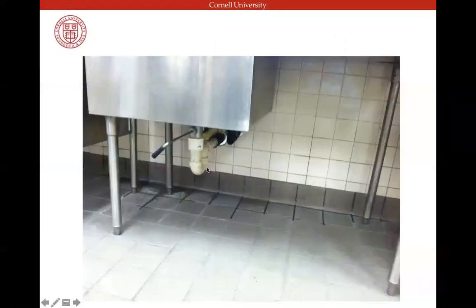Here's another example of a sink. If you want to get a sample here, you're definitely going to have to get onto the floor to actually get a good sample. And again, look at the legs here. Think about, are these hollow legs? Should we collect a sample at one of these legs?